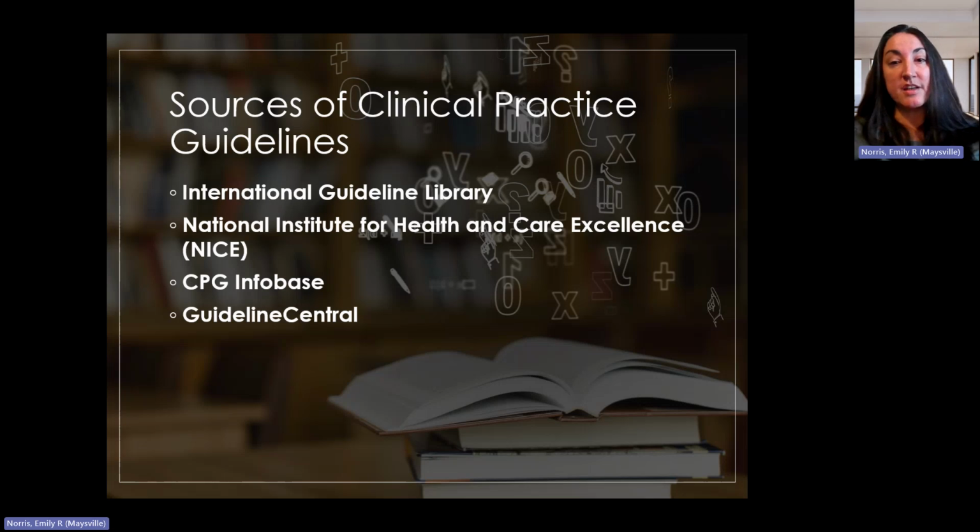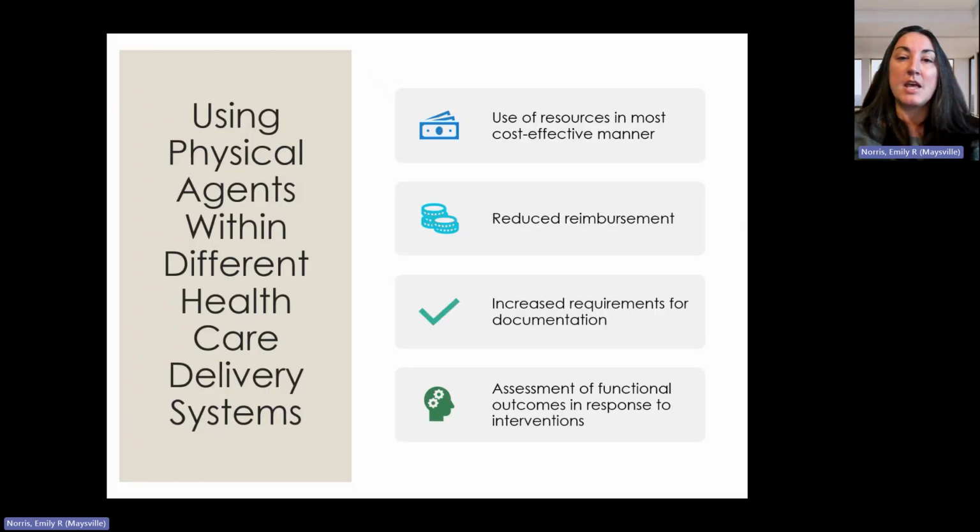Some of the sources of these clinical practice guidelines are listed here: the International Guideline Library, the National Institute of Health and Care Excellence, the CPG Infobase, Guideline Central, and then again, the APTA has a lot of statements that they release based on what they recommend based on the current evidence.